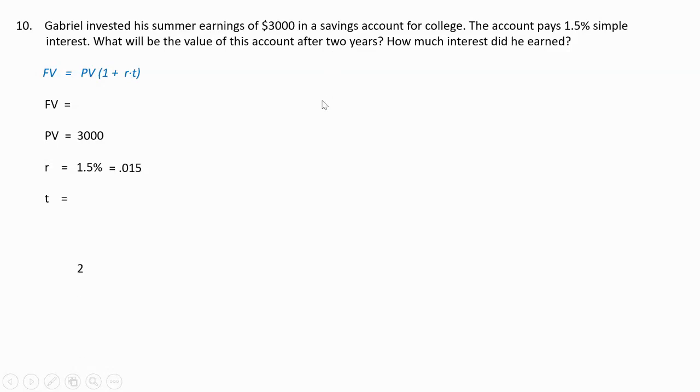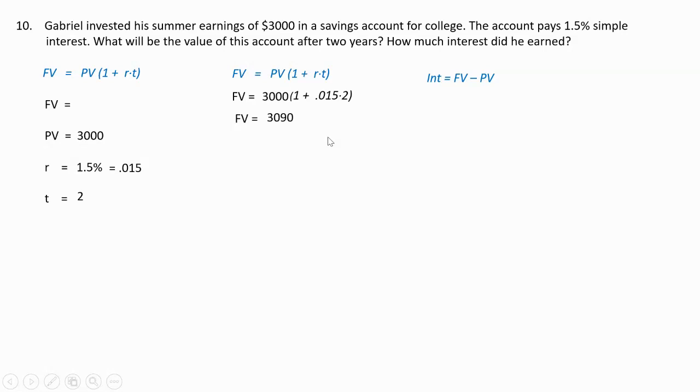And the time is 2 years, right? All we do is plug everything into the formula, just the way it is, and put it in the calculator. The answer is 3,090.